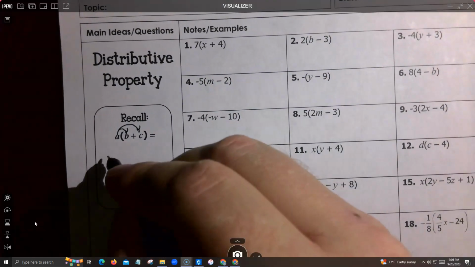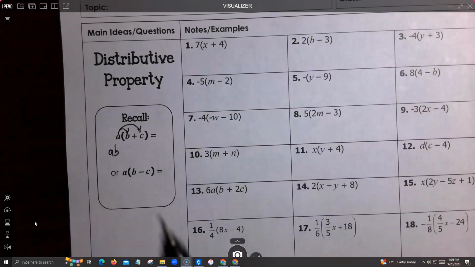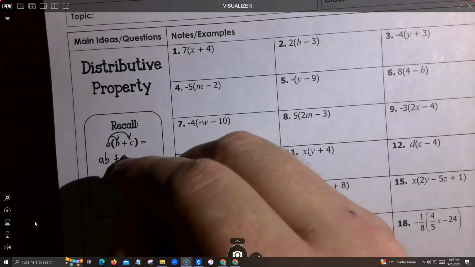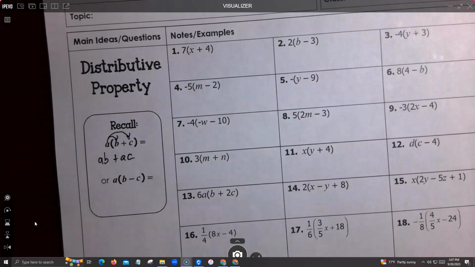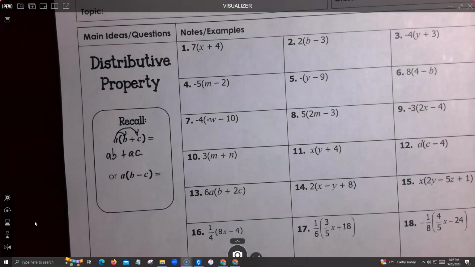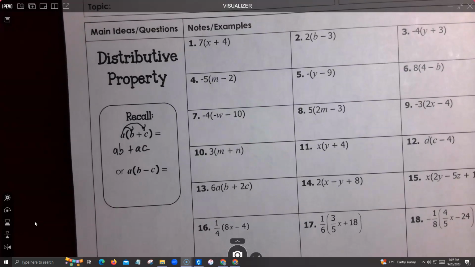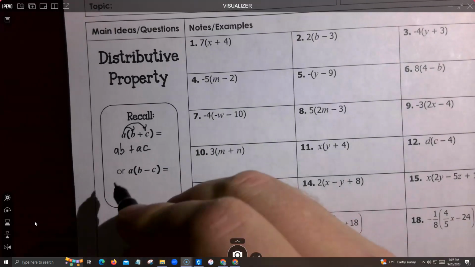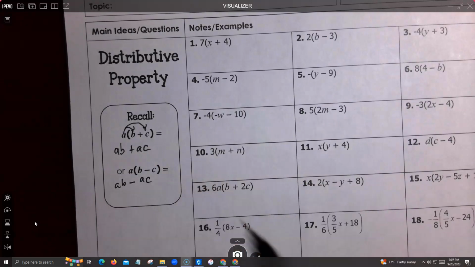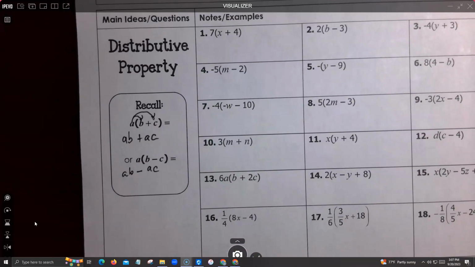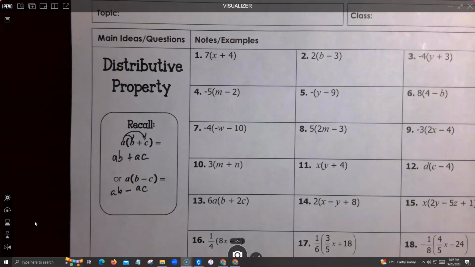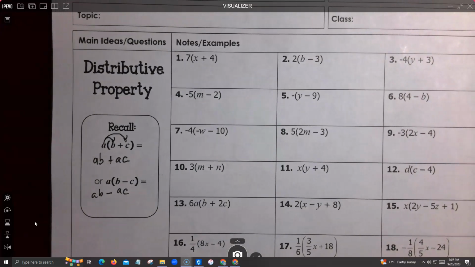Okay, so this would be AB. Since I don't know what A and B are, I can just physically put them together, plus AC. And that's all I can do, because I don't have any math to do, so that would be my answer. If you had it in subtraction, then it would be AB minus AC. Of course, it's a little bit easier to do when you have more than just letters, when you have some numbers involved. So we're going to practice doing some of those today.